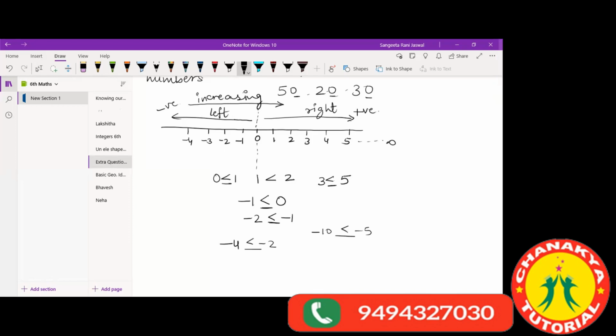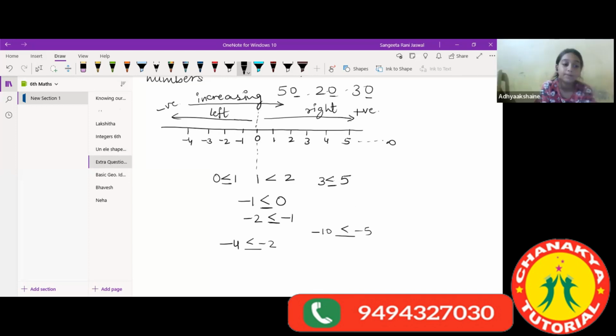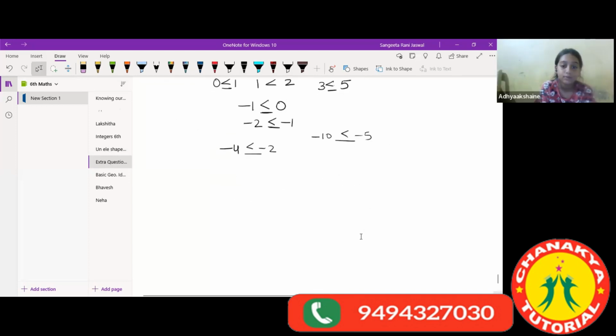Okay, are you getting now? Okay, so numbers always increase towards the right side. So the more you go towards the left side, your numbers will keep on decreasing, right? The more you go towards the right side, you will get higher number. Okay, are you understanding this? Yes, ma'am. Okay.